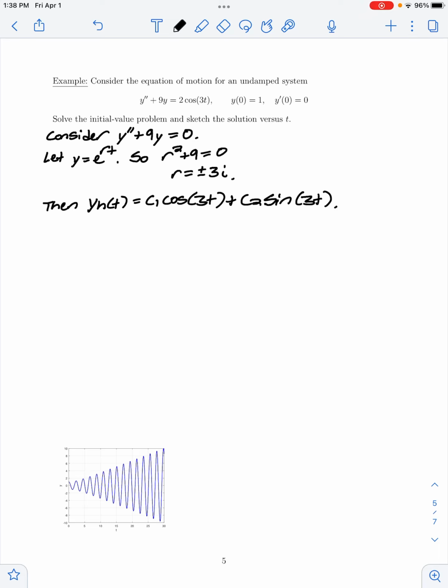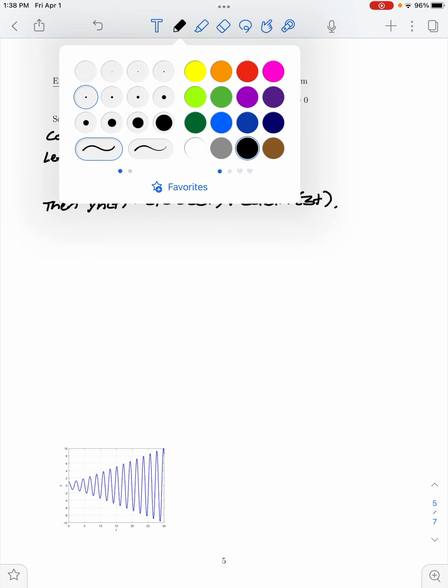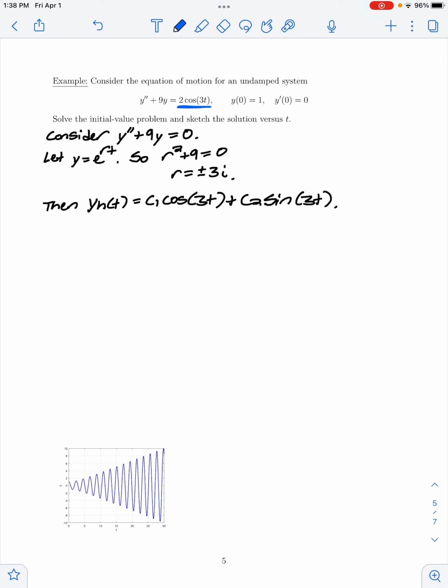And to find our particular solution, we could make use of the method of undetermined coefficients. So if we look at the form of our forcing function, we have a constant times cosine of 3t, but we see that that is already part of the homogeneous solution, a constant multiple of cosine 3t. So for our particular solution, we're going to consider something of the form capital Y is A times t sine of 3t plus B times t cosine of 3t.